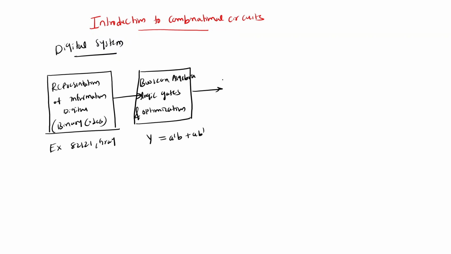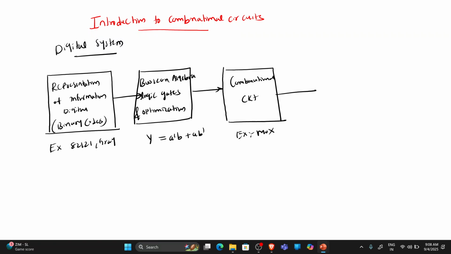Next are combinational circuits. Combinational circuits are, for example, mux, adders, subtractors, multipliers, comparators, encoders, decoders, and parallel adders and parallel subtractors. Those come under combinational circuits. And next you study the sequential circuits.